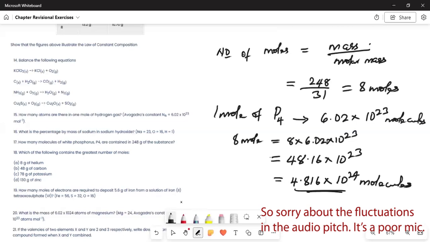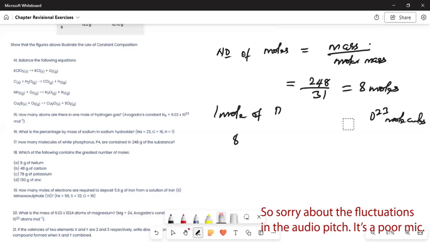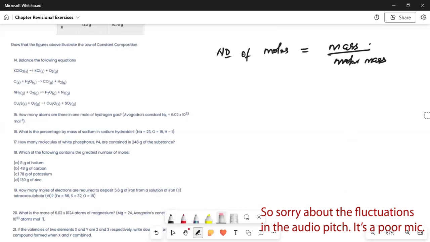A, 8 gram of helium. B, 48 gram of carbon. C, 78 gram of potassium. And D, 130 gram of zinc. To get the number of moles, the mass divided by the molar mass of each element will give us the number of moles of each of them. So for the first one, 8 gram of helium, the number of moles will be 8 divided by the molar mass of helium.